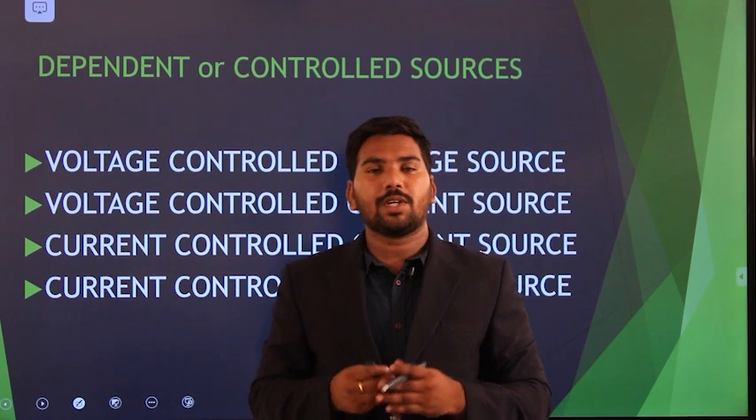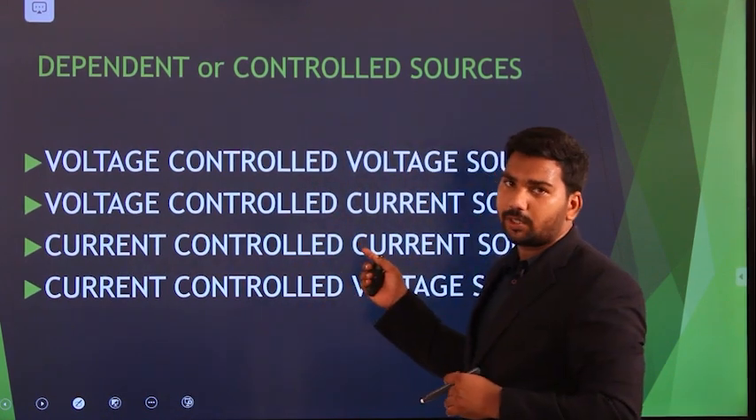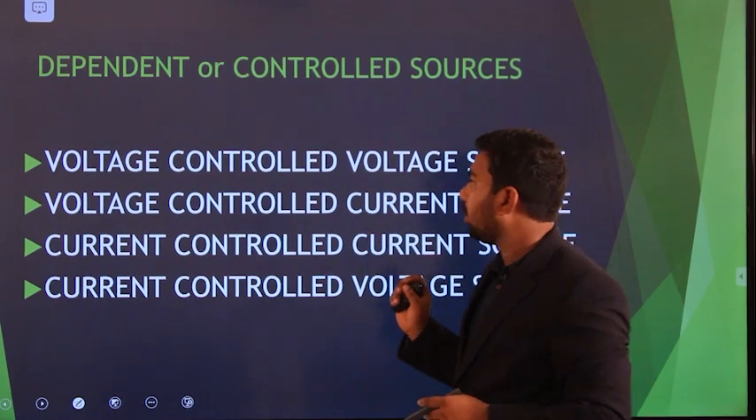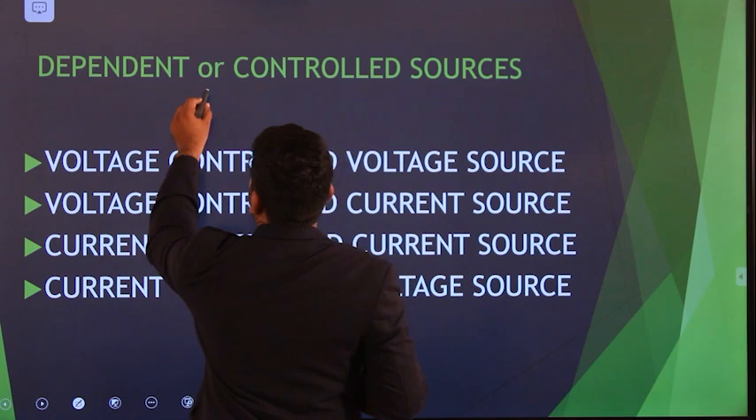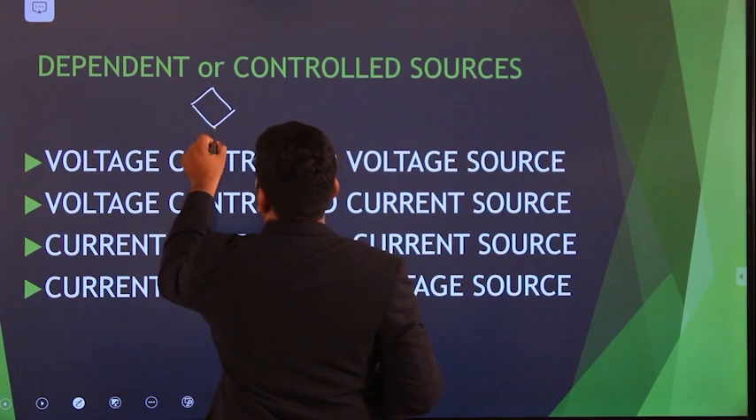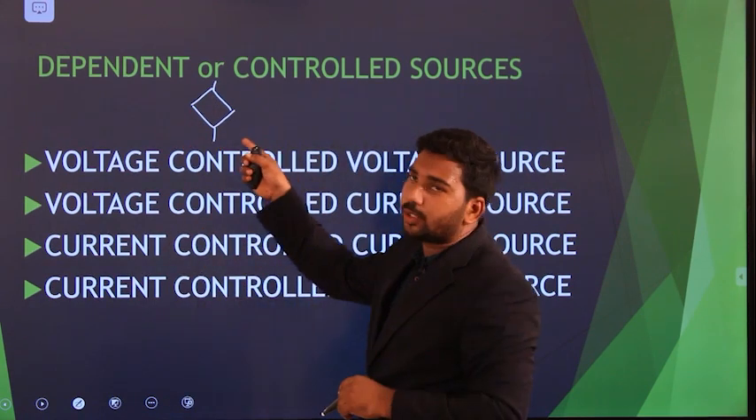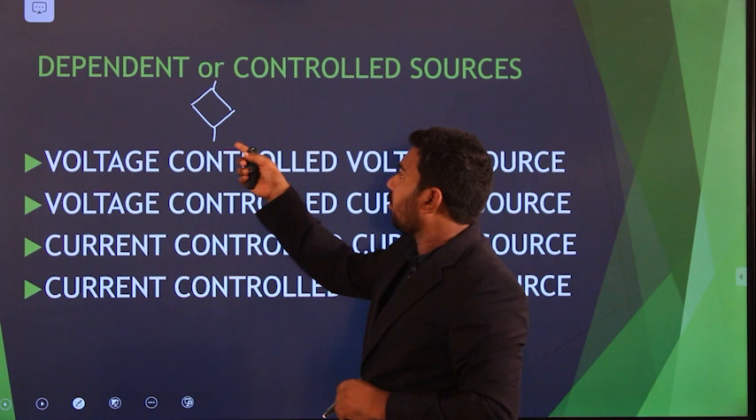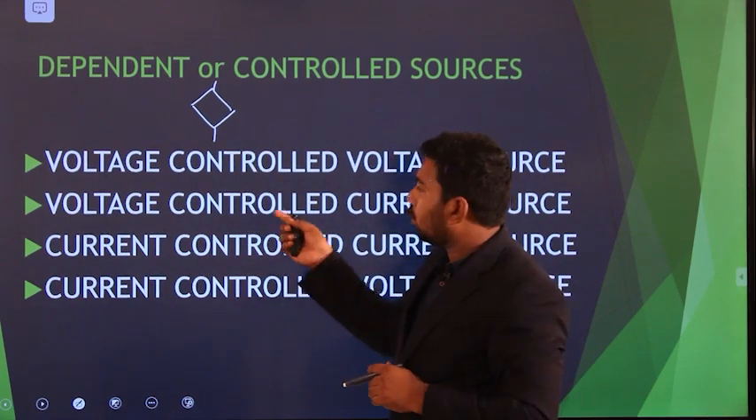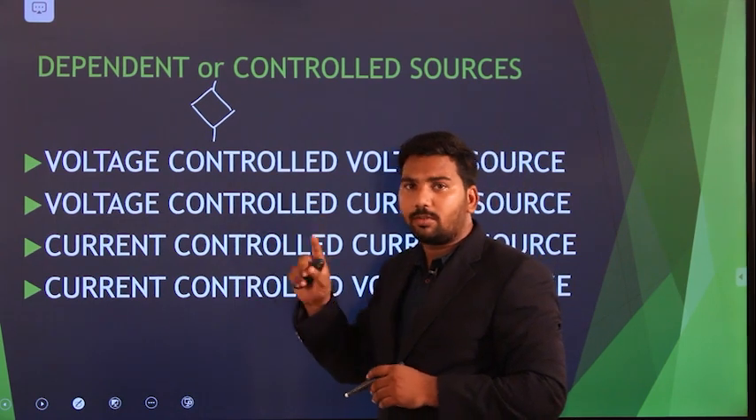Now we are going to discuss dependent sources or control sources. Both are the same. To represent a dependent source or control source, we use this symbol, a diamond shape symbol. As I discussed, there are 4 types. Voltage controlled voltage source, first type.